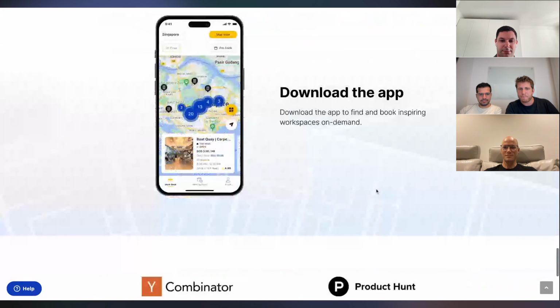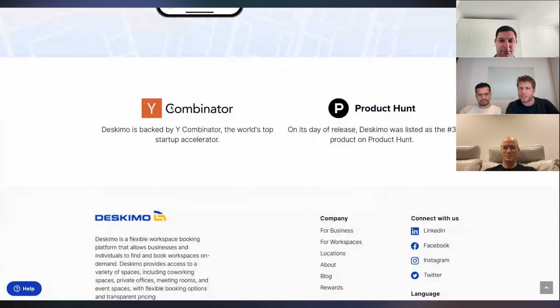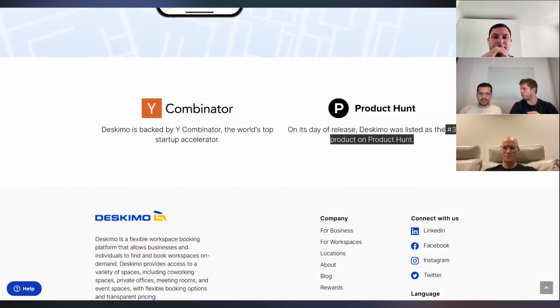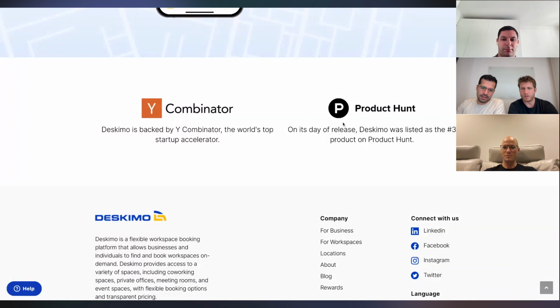So, okay, let's see. Y Combinator. So it's almost like a trust banner right here. Now here, this should be a link. These should be links to your Y Combinator profile, and this for your Product Hunt launch. And Product Hunt has that interactive badge, and it'll show you guys as the number 3 product of the day. So I think those are great ways that you guys could establish social proof.